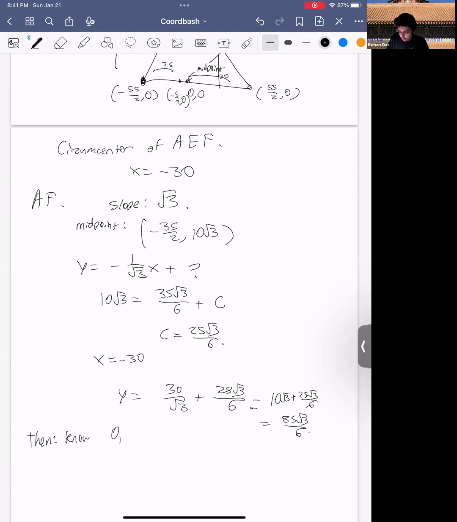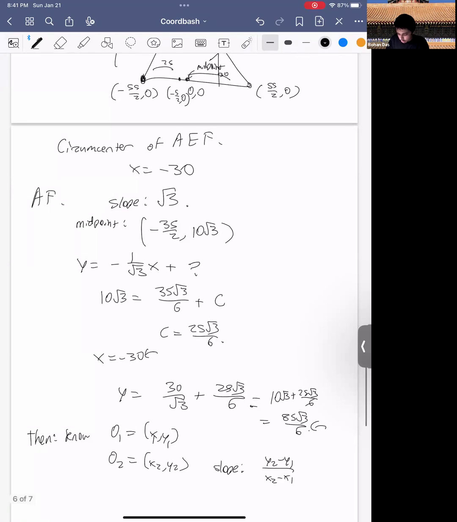Then we would know O1 equals x1, y1, which are negative 30 and 85 root 3 over 6, and O2 equals x2, y2, which I did not calculate here, but you can find them in the same way. And then the slope is y2 minus y1 over x2 minus x1. And if you calculate this, you should get 1 over 5 root 3, which means the answer is 5 root 3 squared equals 75.